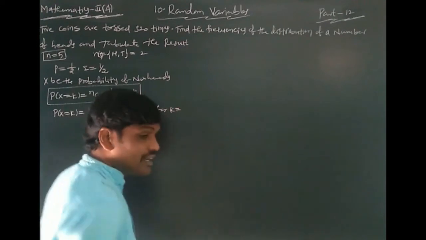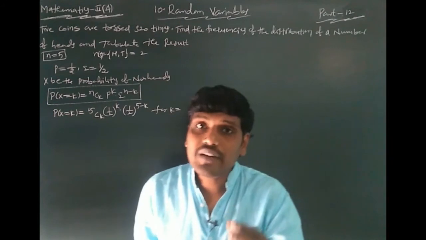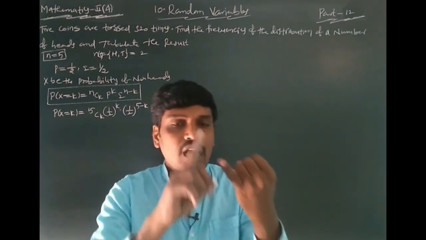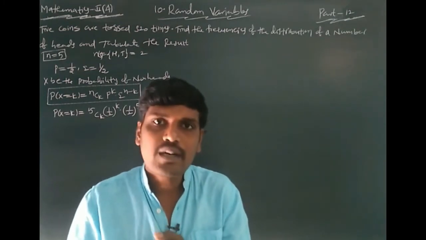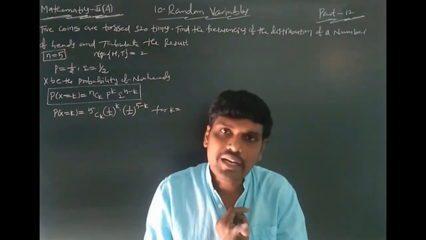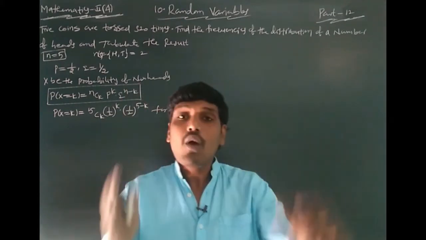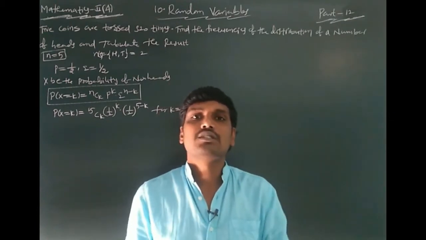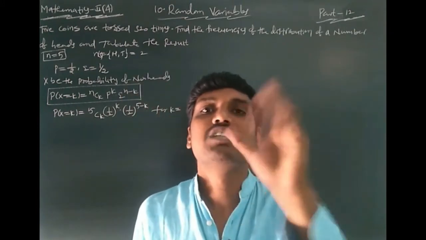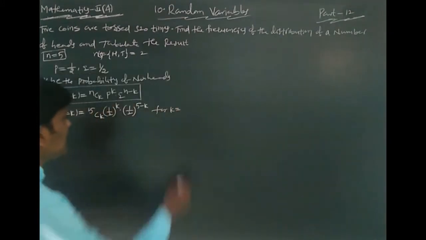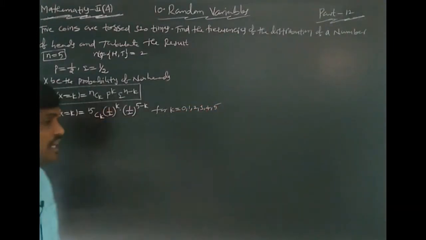What is the k value here? See students, we find the probability of the number of heads. Here 0 heads is possible, 1 head is possible, 2 heads is possible, 3 heads, 4 heads, and 5 heads are also possible. 6 heads cannot be possible. Why? Because 5 coins are tossed, the maximum number of heads is 5. The minimum is 0, since no heads is also possible. That's why the k value is 0, 1, 2, 3, 4, 5.